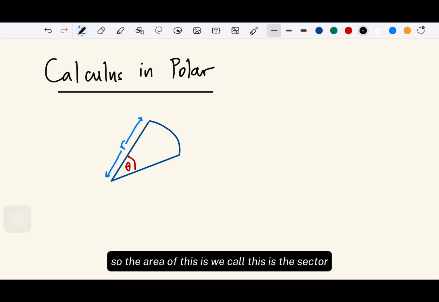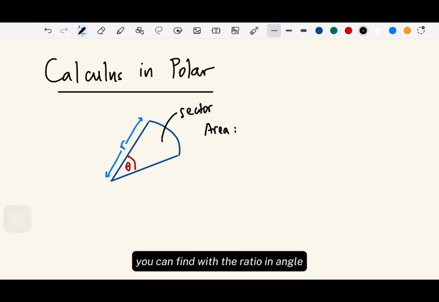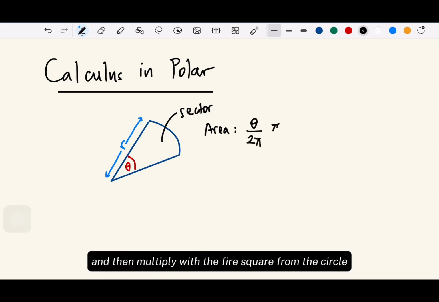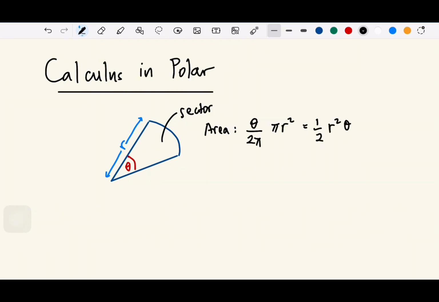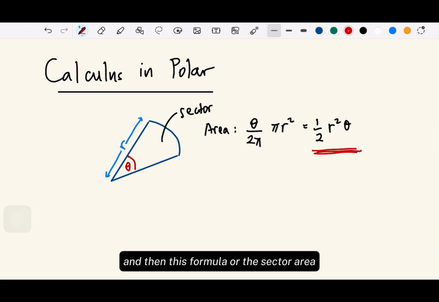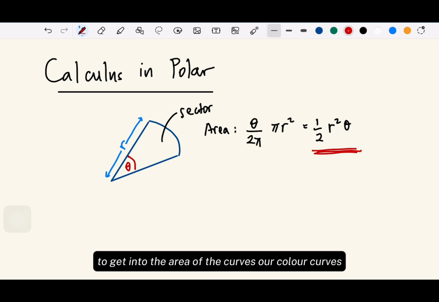So the area of this piece, we call this the sector. The sector has an area. If you forget how to find it, we can find it with the ratio in angle, right? Theta over 2 pi, and then multiply with the pi r squared from the circle. So we get half r squared theta. Okay, and then this sector area formula we are going to use to get into the area of our curves.